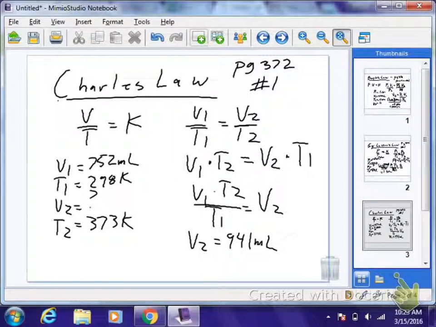Okay, so V1, 752, times T2, 373. Oh, I put it on. Yeah, and that's what happens, Carly, because once you get going, you want to go in line, and you just have to make sure that you're using the right temperatures. That's a common mistake.